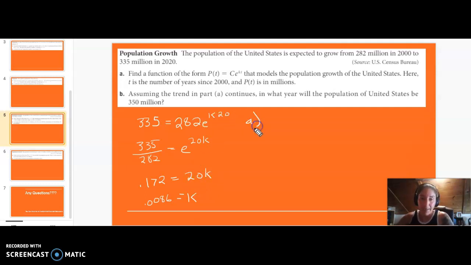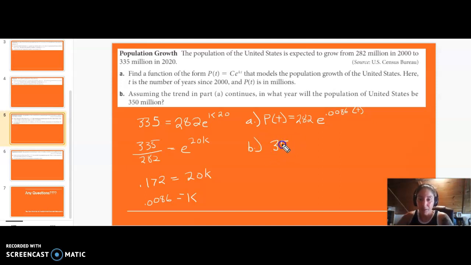So to answer A now, P of t will be equal to big C, whatever you tell me your starting population is, times e to the 0.0086 times t. Here t is the number of years since 2000. Oh, sorry, we actually do know C, don't we? We know our starting population was 282. Okay, so B says, assume the trend in part A continues. In what year will the population of the United States be 350 million?